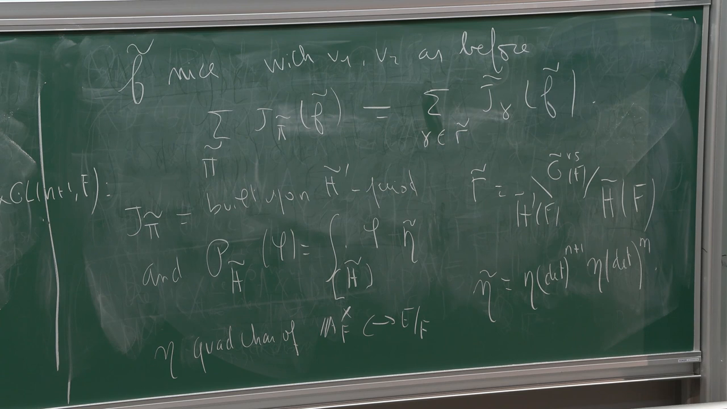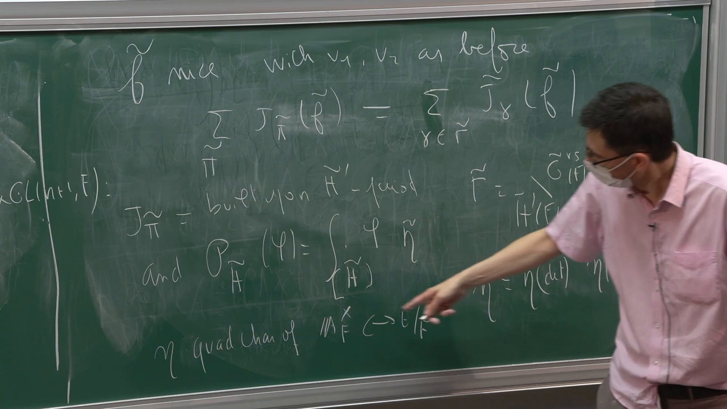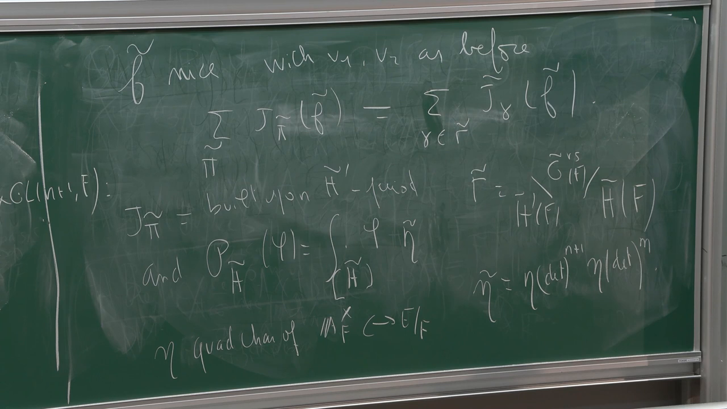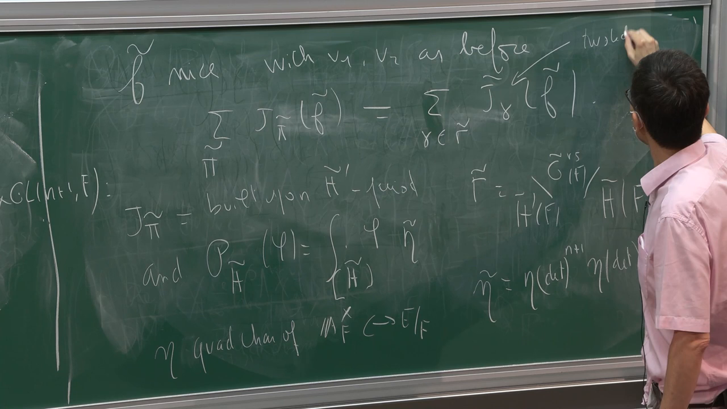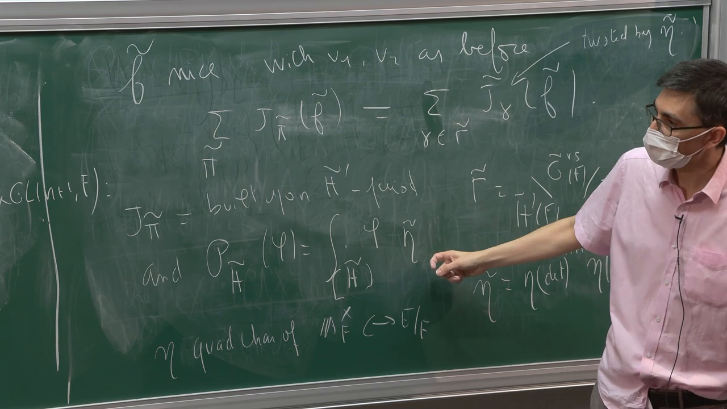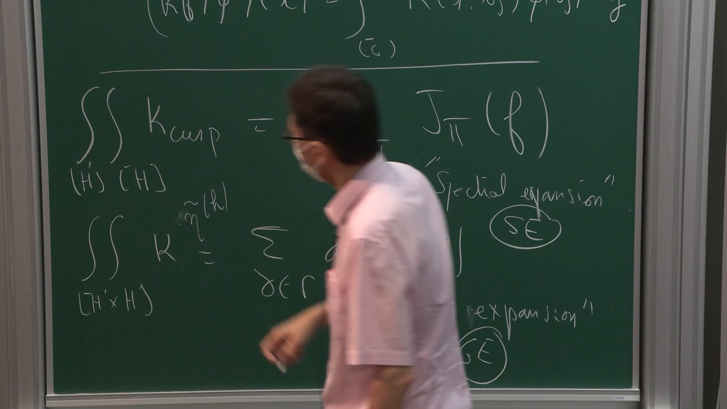And I don't look at the H tilde period, but I twist by this character. In fact, I also have to divide by the center, because here the center is non-trivial, but I prefer to write this like this. And also, the orbital integral is twisted by the character. So in fact, what we do here is instead of integrating a k, we integrate k over eta tilde of h. Okay.